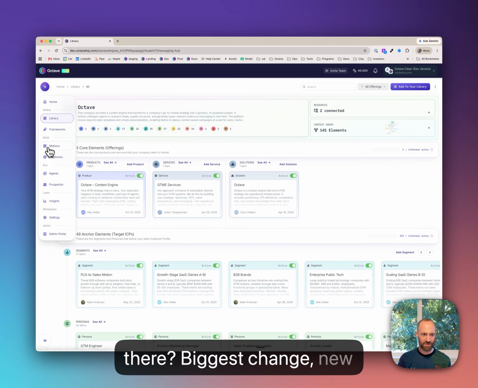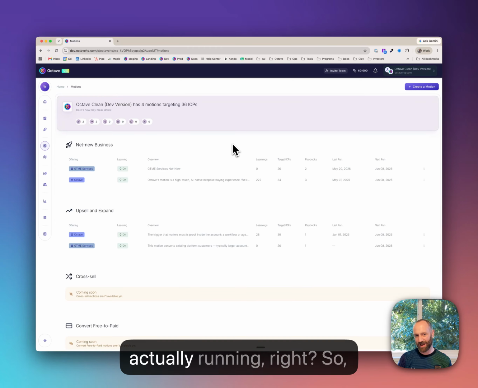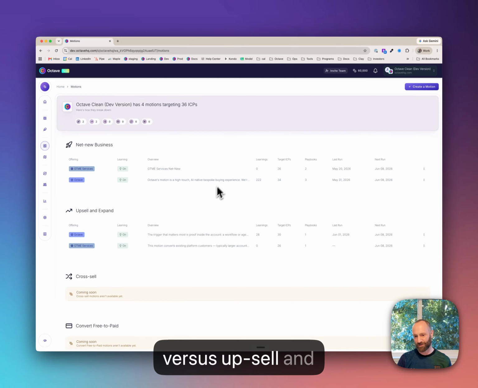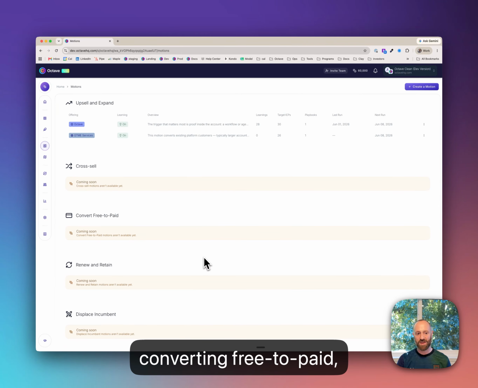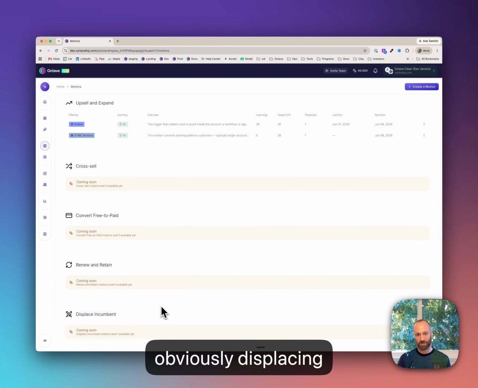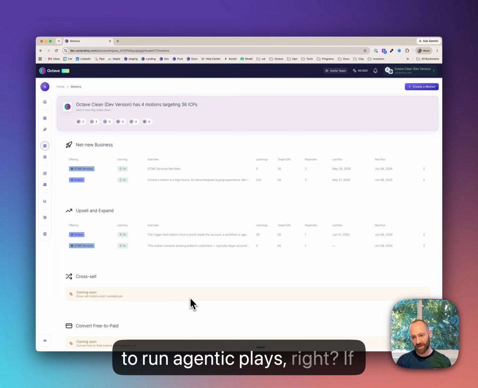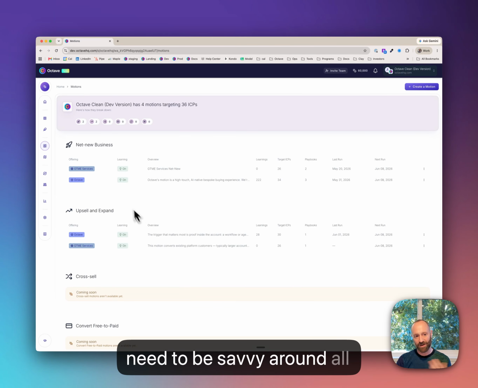Biggest change, new stuff, motions. Now Octave has an understanding around your different motions you're actually running, right? So what does it look like when you're tackling net new business opportunities versus upsell and expansion versus coming very soon, cross-sell, converting free to paid, renew and retain plays, obviously displacing incumbents, right? These all have really unique, nuanced requirements if you're going to run agentic plays, right? If you're going to help prep your team with tools that need to be savvy around all these scenarios.